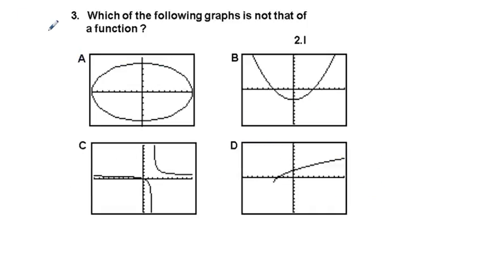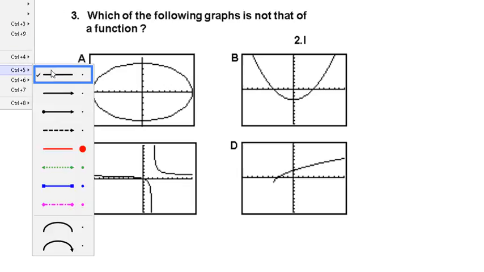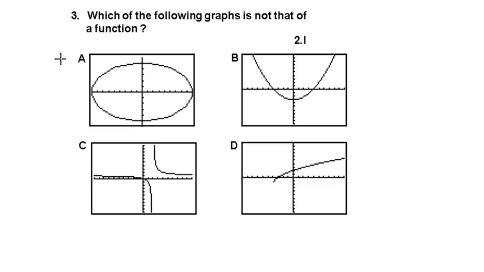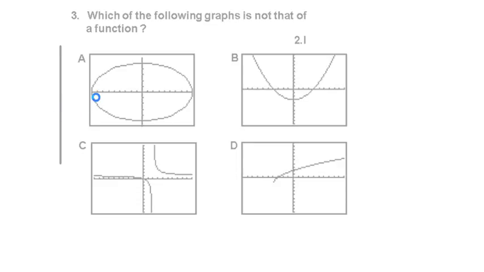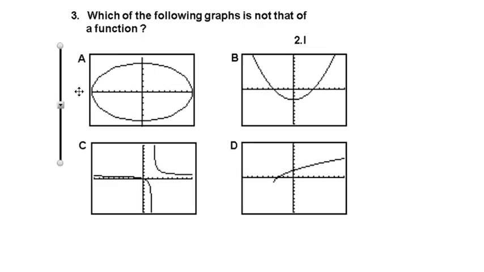3. Which of the following graphs is not that of a function? Well, there's something we can use called the vertical line test. If we go get a line here, we can create a vertical line, and this vertical line that we've created we can move to this graph. There we go.